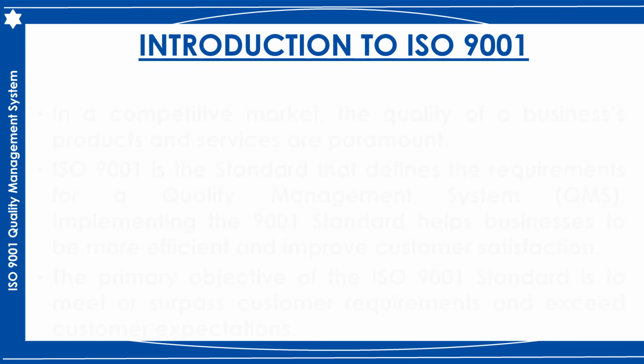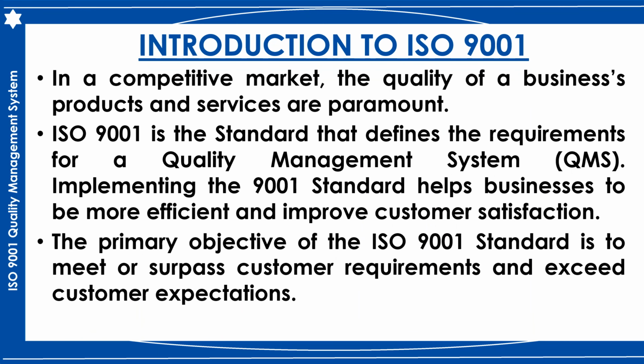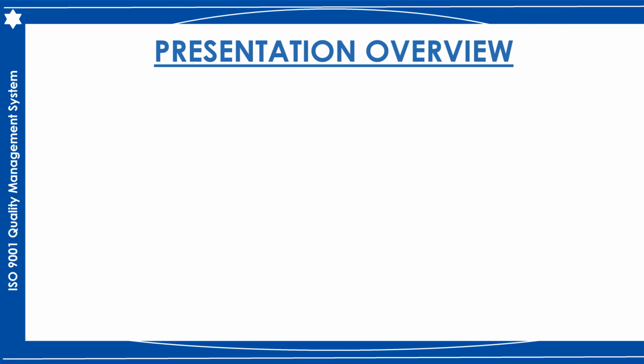Introduction to ISO 9001. In a competitive market, the quality of a business's products and services is paramount. ISO 9001 is the standard that defines the requirements for a quality management system, QMS. Implementing the ISO 9001 standard helps businesses to be more efficient and improve customer satisfaction. The primary objective of the ISO 9001 standard is to meet or surpass customer requirements and exceed customer expectations.